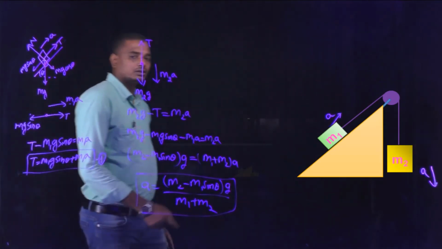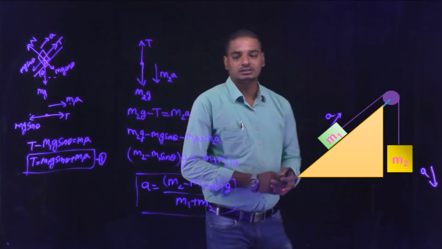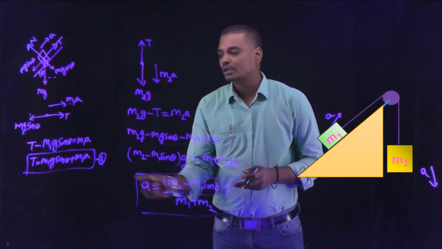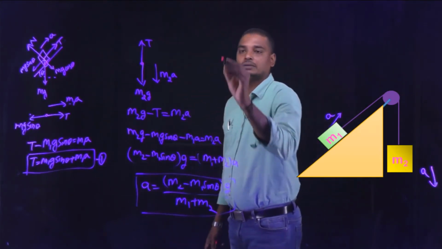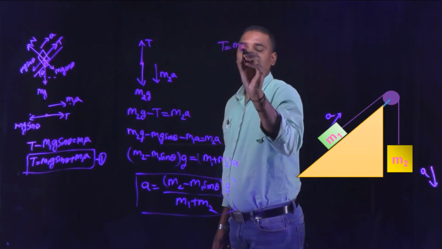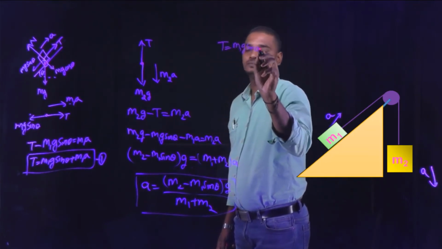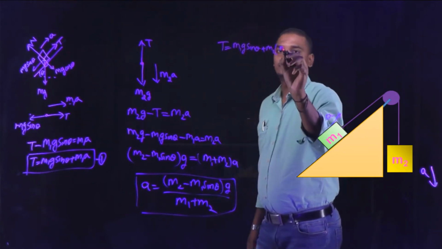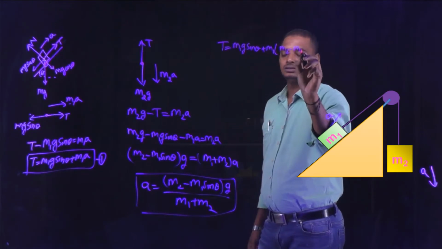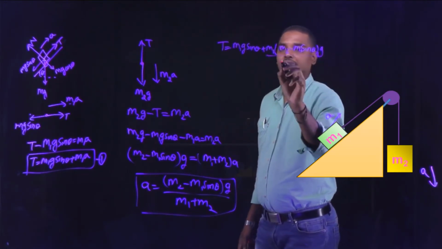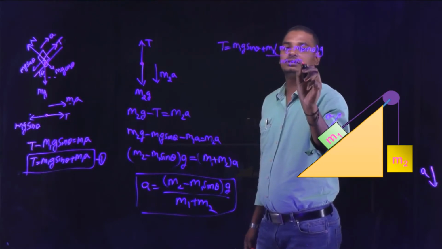So now I need to calculate what is the tension in the string. To calculate the tension in the string, we have to substitute the value of a in equation 1. So by substituting the value, we get tension T is equal to m1 g sin theta plus m1 into acceleration a, which is (m2 minus m1 sin theta) into g divided by (m1 plus m2).